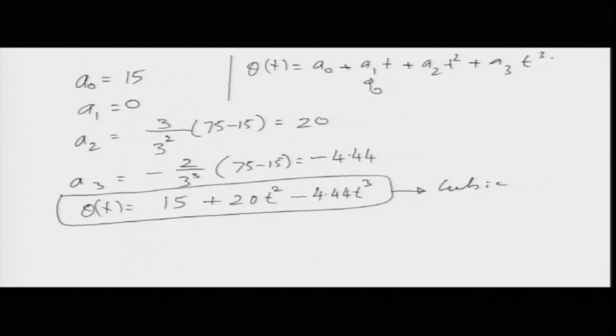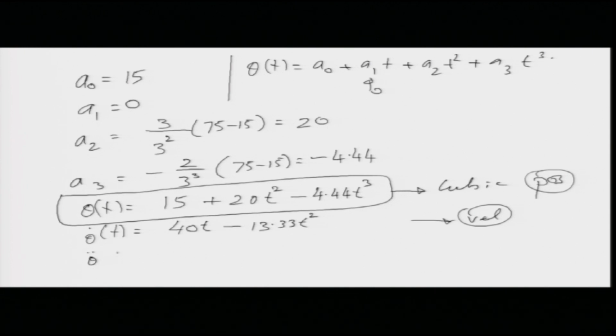Now, how do we get the velocity? I differentiate this equation with respect to time, and I get theta dot equal to 40 t minus 13.33 t squared. So, this is my position, this is my velocity. If I differentiate it one more time, I get theta double dot equal to 40 minus 26.66 t. So, this gives me my acceleration. We have got our position, velocity and acceleration.